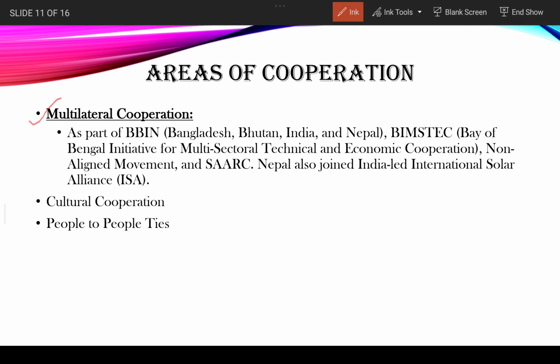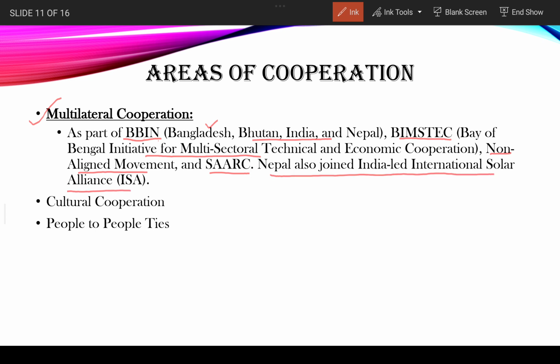Then comes multilateral cooperation. There are various organizations which both countries are part of: BBIN, that is Bangladesh, Bhutan, India, Nepal; then BIMSTEC, which is the Bay of Bengal Initiative for Multi-Sectoral Technical and Economic Cooperation. Nepal has also joined the Non-Aligned Movement, SAARC, the South Asian Association for Regional Cooperation, and the India-led International Solar Alliance.